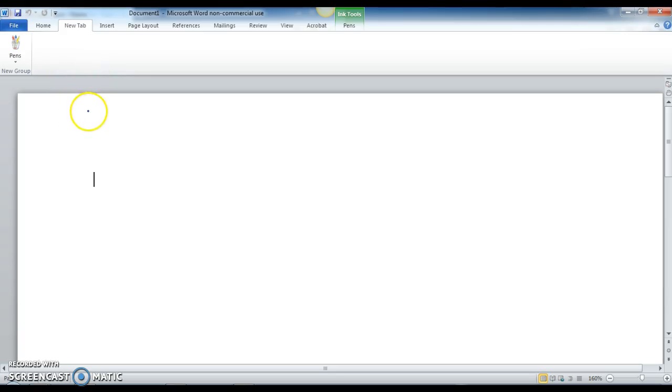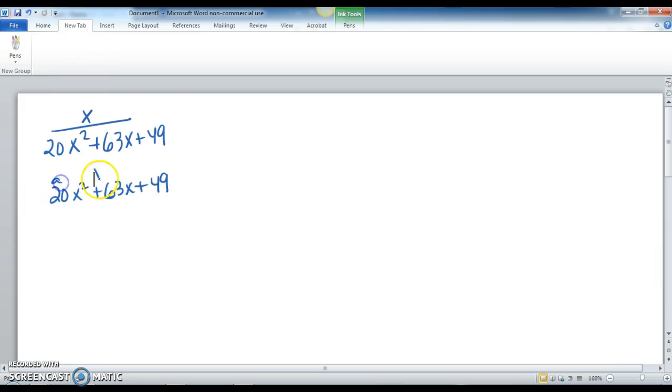So we're doing partial fraction decomposition. We have x over 20x squared plus 63x plus 49. So we need to factor this. We see if there's anything common between 20, 63, and 49, and there's not. And if you're not good at factoring, you can use the quadratic formula with a, b, and c.